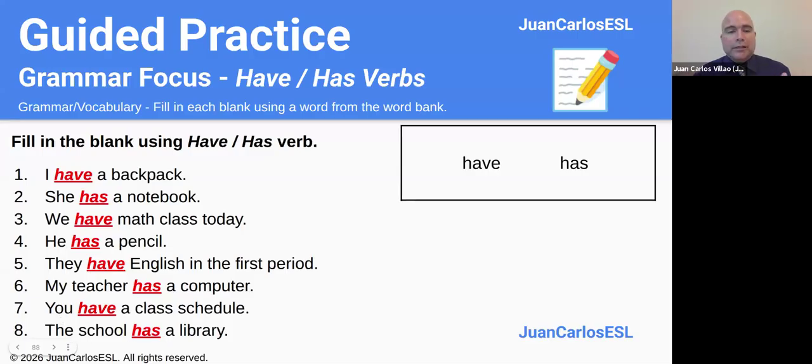So repeat it regularly before taking the quiz and obviously before taking the WIDA exam. So that way it'll be fresh in your minds and you will become experts using the to have verb.